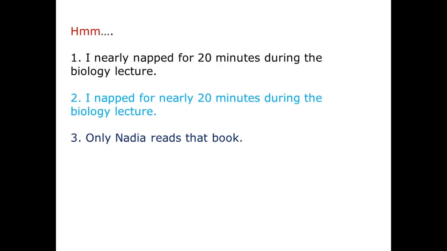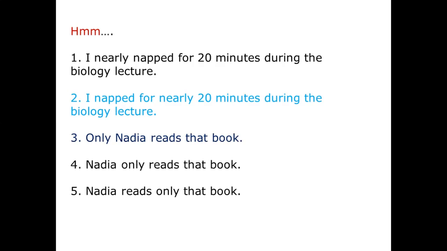Only Nada reads that book, but no one except Nada reads that book. Only Nada reads that book. No one except Nada reads the book. Nada only reads that book. That means she doesn't read any other book. Nada reads only that book. That means Nada doesn't read any other book. But in number 4, Nada only reads that book. That means she doesn't do anything except read that book.